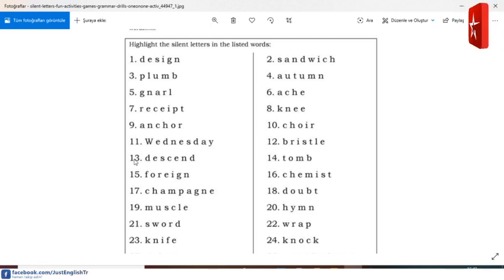Descent. Number 13. Which letter isn't pronounced for descent? Descent is C. Yes, C is the correct answer for number 13. Great. Number 14, Tom.